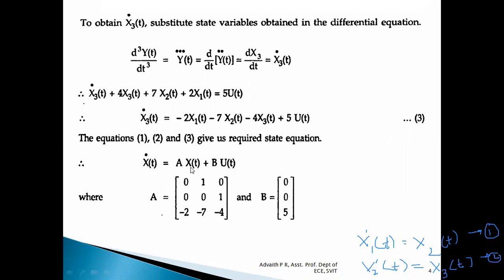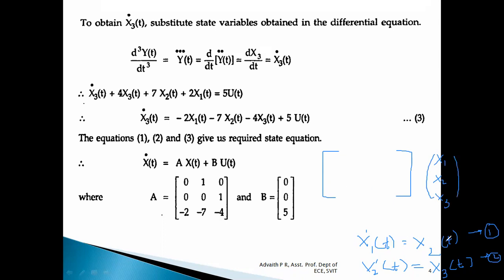Now if we observe, to get this A matrix, we already know that x dot of t equals A x of t plus B u of t. So now we already have these 3 equations, equation 1, 2 and 3. Using these 3 equations, we'll extract the matrix A. Now if we clearly observe, this A matrix is a 3 cross 3 matrix because we have 3 state variables. Let me represent those 3 state variables, x1, x2 and x3.